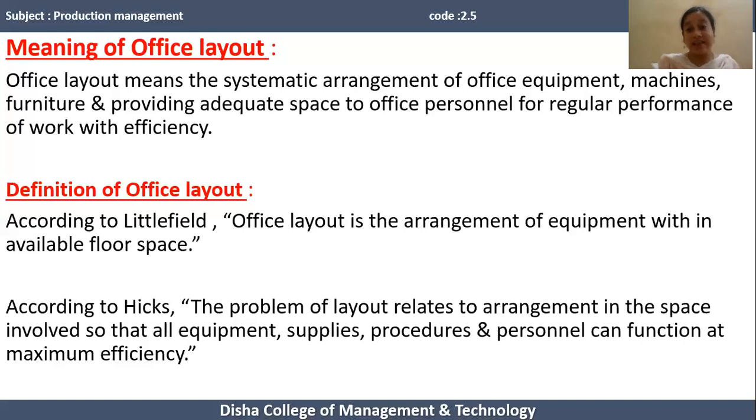Means he said that everything, that is equipment, supplies, procedures, and the personnel should be arranged in the most effective way, so that the personnel or employees of the organization can use all the resources in the most effective way, which leads to maximum operating economy and maximum efficiency. So everyone said the same thing related to office layout. Office layout means a systematic arrangement of everything required in the office, so that the work of the office can be done in a smooth and efficient manner.